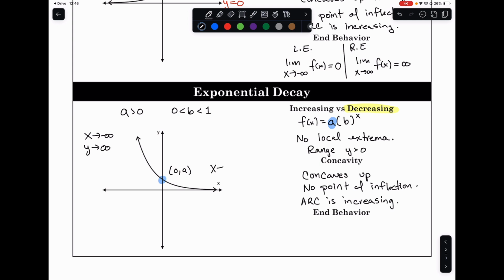And the right end this time is the end that's bounded, so it gets flipped around. Now in exponential decay, that means that the y values are bounded by the horizontal asymptote, which again is the x-axis. This is our horizontal asymptote, which is the equation y is equal to 0.